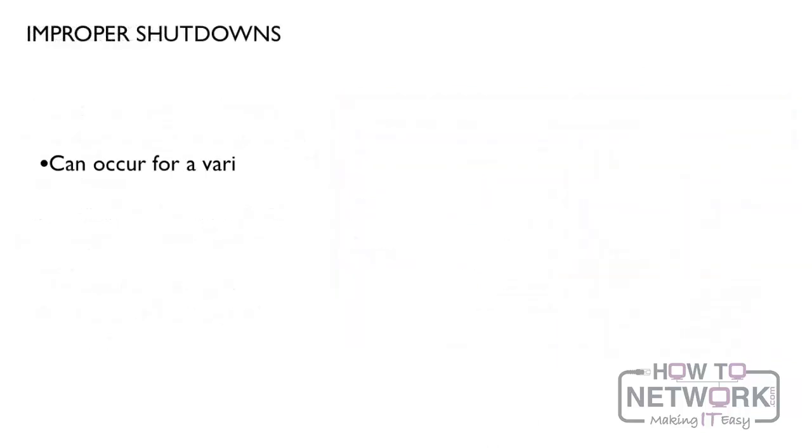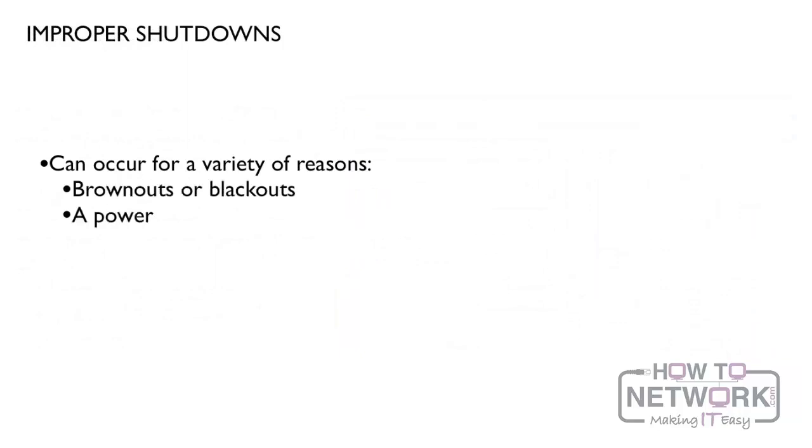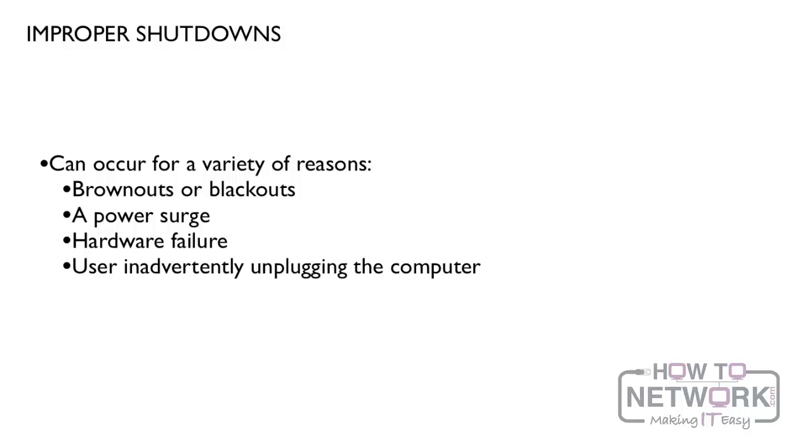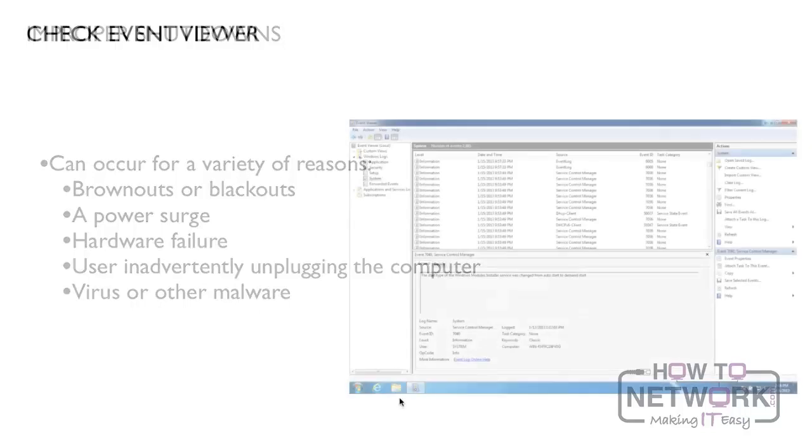Now, improper shutdowns can occur for a variety of reasons. Brownouts or blackouts from unclean power or from a power outage. Perhaps there's even a power surge that occurs after a power outage. Of course, hardware failure in addition to software failure. And the user can inadvertently unplug the computer, which happens more often than you'd think. Finally, a virus or other malware, bad software that got on the computer, can cause an improper shutdown.